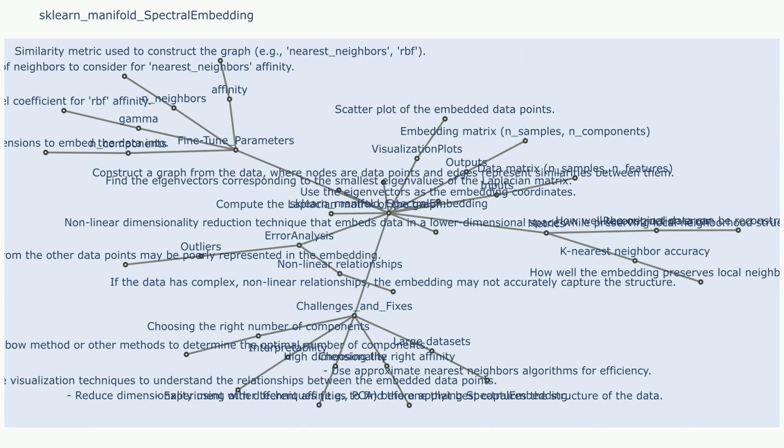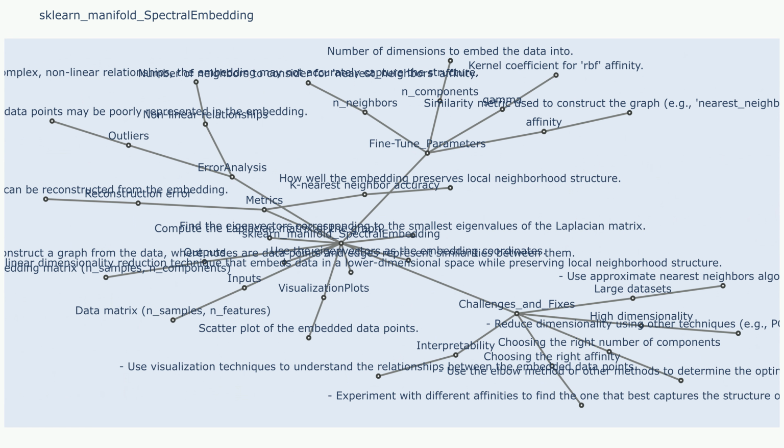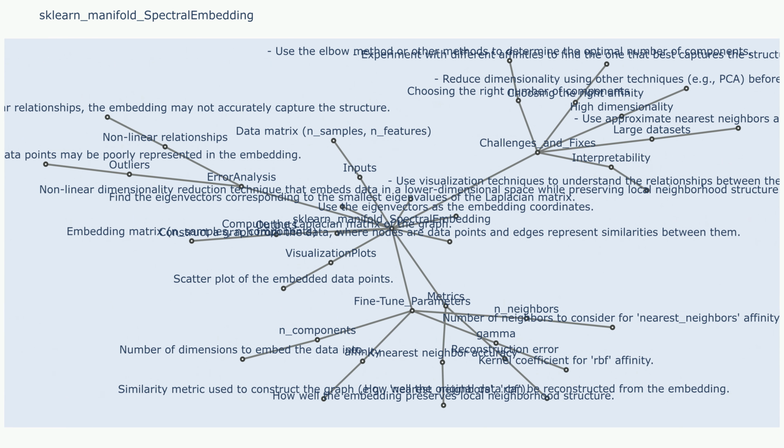Challenge 2: choosing the appropriate affinity function. Sample use case: selecting an affinity function that captures the underlying data structure is crucial for effective embedding. Fixes to challenge 2: experiment with different affinity functions and parameters, e.g., nearest neighbors, RBF, based on the nature of the data and desired results. Consider domain expertise or prior knowledge to guide the choice of affinity function.